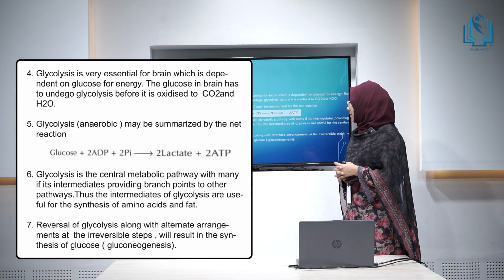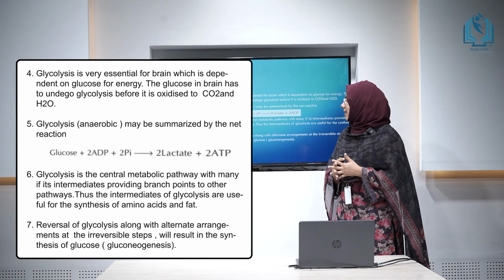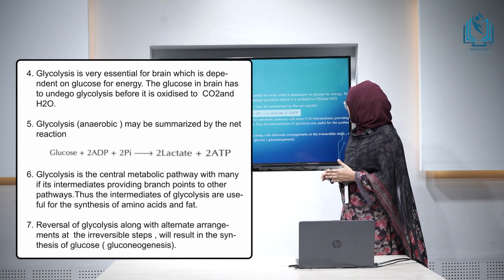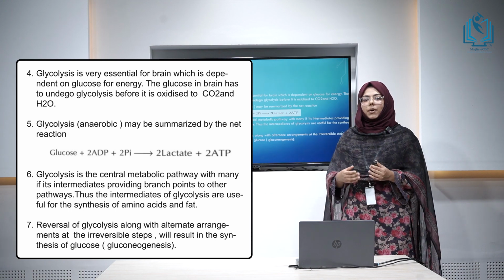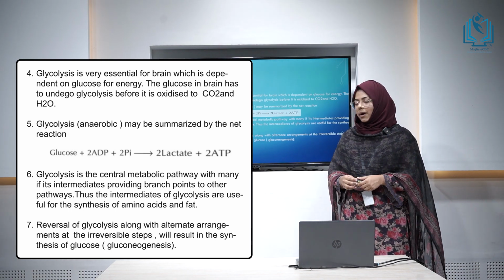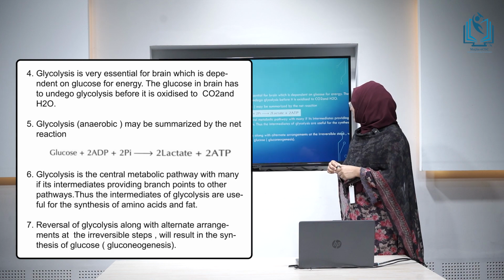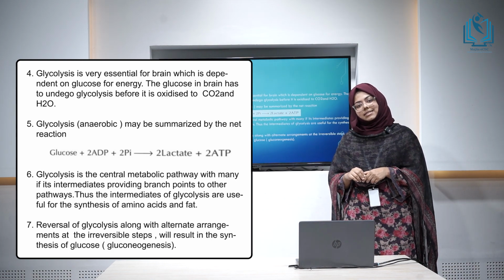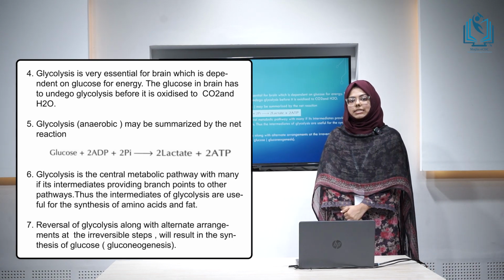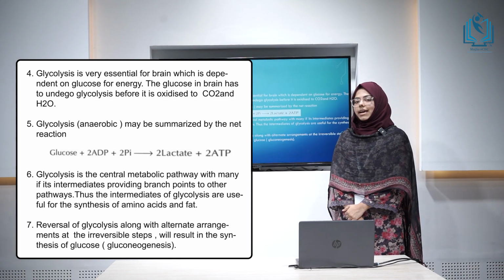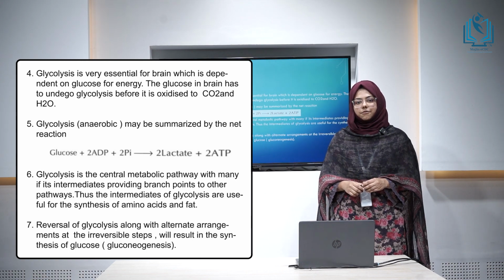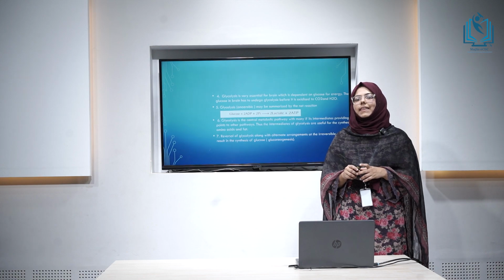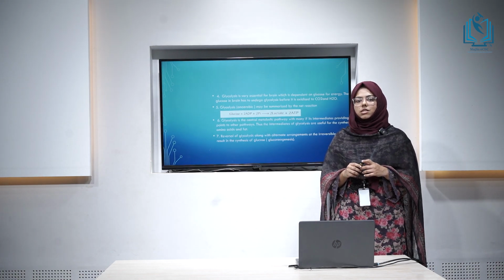plus 2 ATP. Then the sixth important salient feature is that glycolysis is a central metabolic pathway with many of its intermediates providing branch points to other metabolic pathways. So, intermediates of glycolysis are useful for the synthesis of amino acids and fats. And the seventh point is that reversal of glycolysis, along with alternate arrangements of its irreversible steps, leads to the production of glucose, and that process is known as gluconeogenesis.